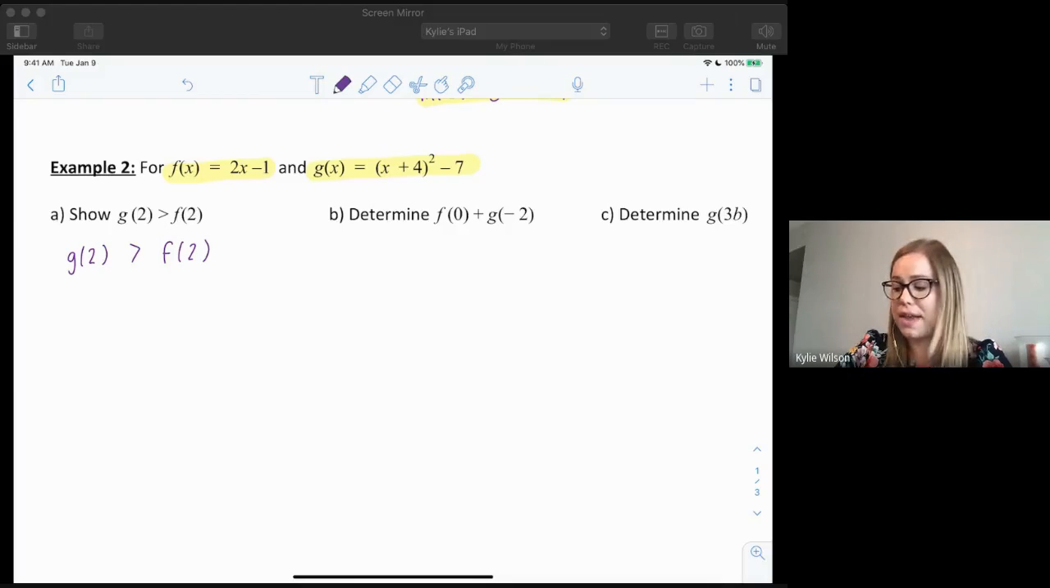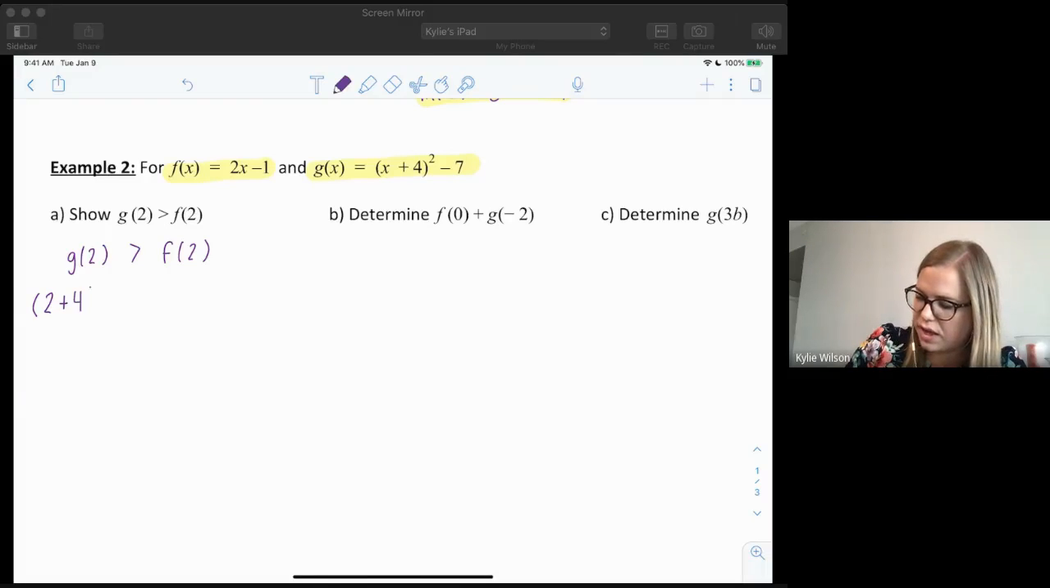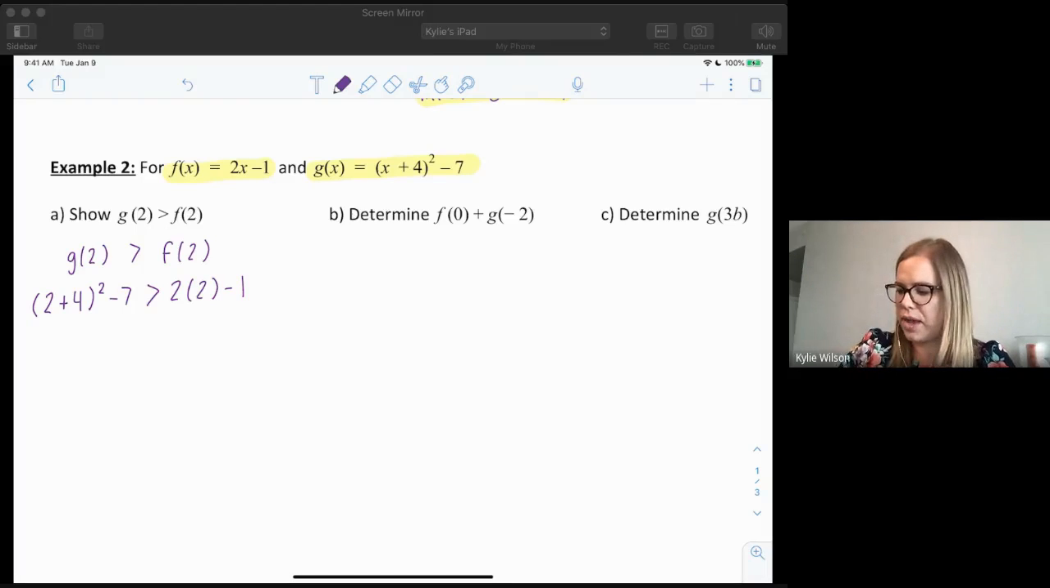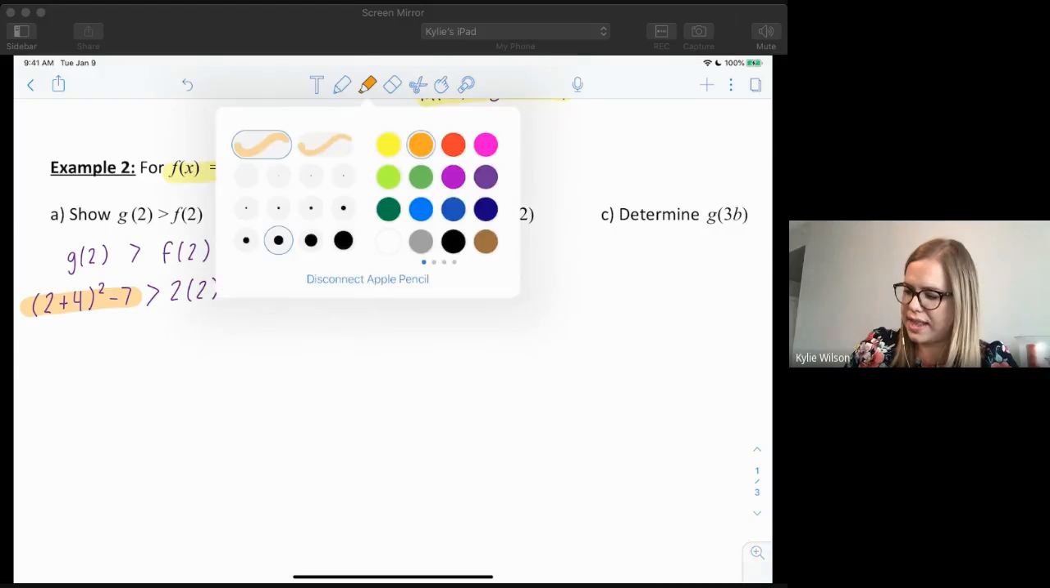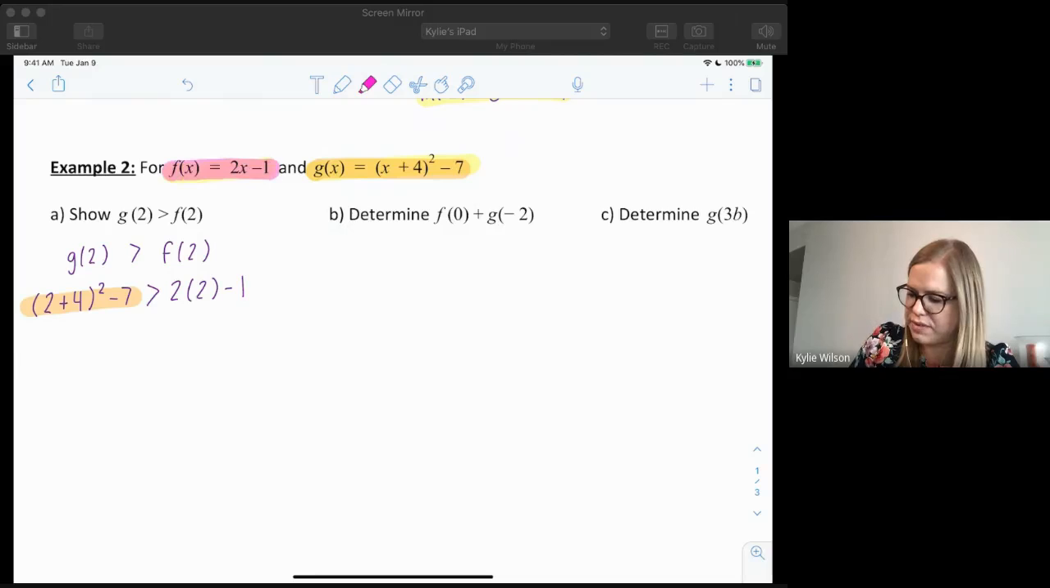So again, all that means is that instead of writing an x, I'm just going to write a 2. So for g at 2, that will give me 2 plus 4 all squared minus 7. Now we're showing that that is greater than 2 times 2 minus 1. So again, all I did here is I rewrote g with a 2 here, and then I rewrote f, but instead of writing an x, I wrote a 2 here.